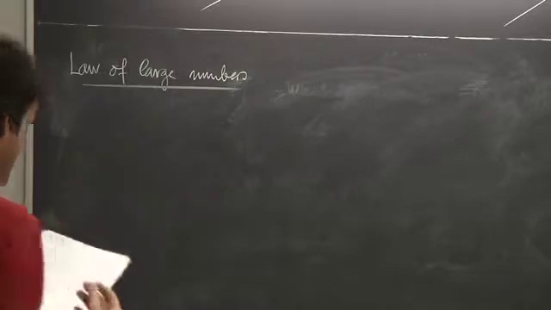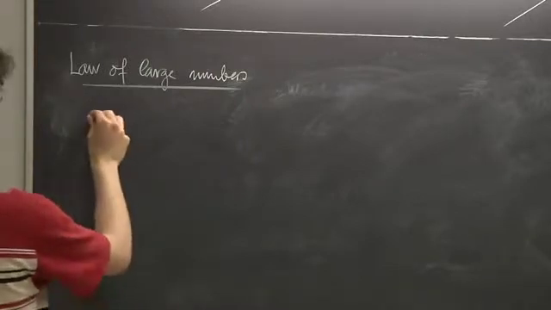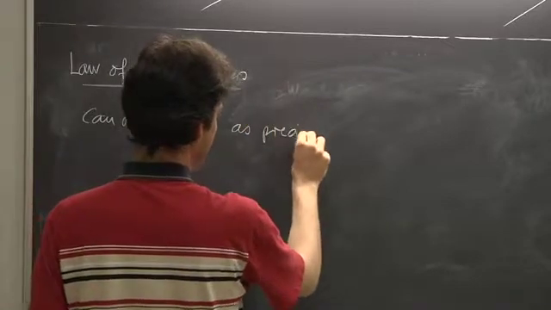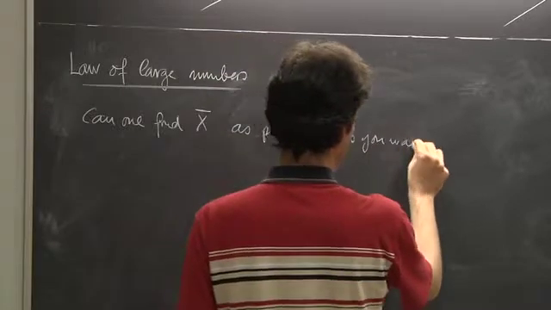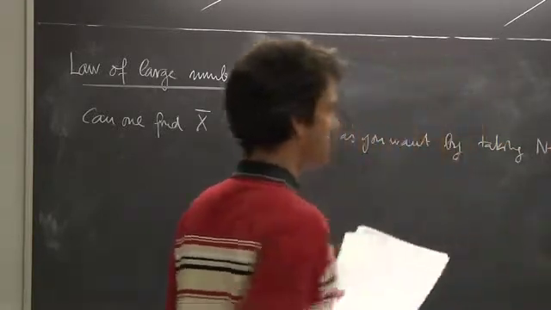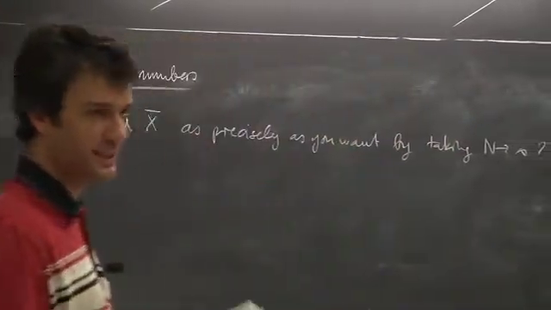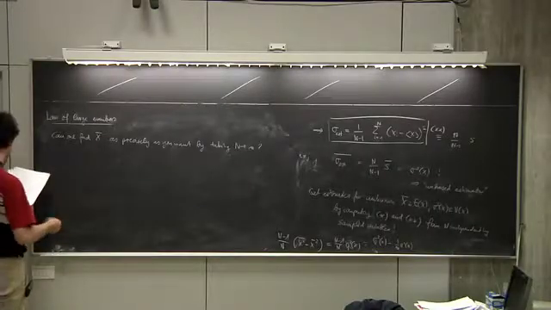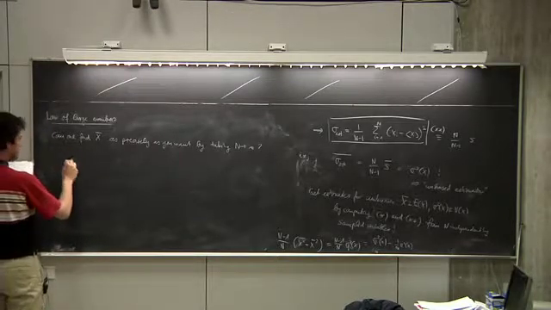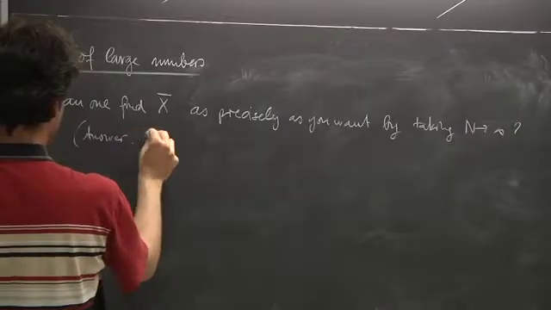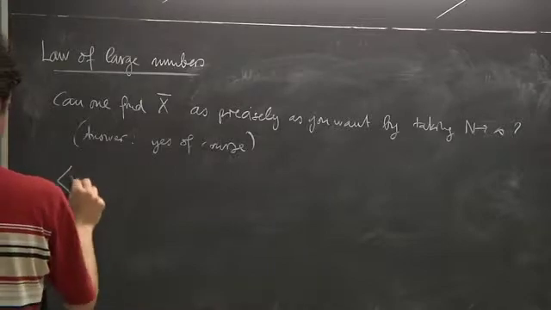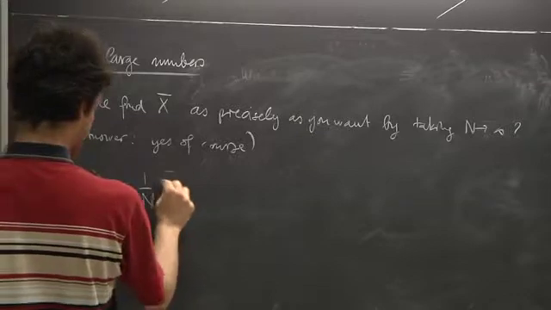So you can ask yourself, is it guaranteed that you will find, can one find x bar as precisely as you want by taking as many measurements as you want? Your gut feeling will be yes, of course. But since we do some theoretical physics here, let's also sort of prove that. Okay, the answer is yes, of course. But let's see.